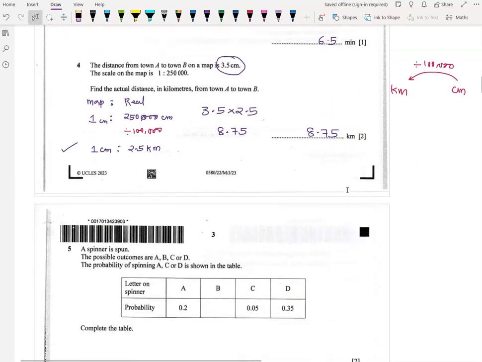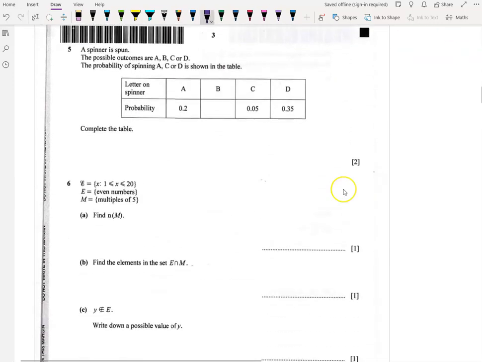Moving to the next question, that is question number 5. A spinner is spun. The possible outcomes are A, B, C and D. The probability of spinning A, C or D is shown in the table. Complete the table. We know when you add the probability of A, B, C and D, it will add up to 1. So to find the missing probability, you add all the 3 and subtract from 1. So 0.2 plus 0.05 and 0.35 adds up to 0.6. So subtract from 1, 1 minus 0.6 gives you 0.4. So the missing probability is 0.4.